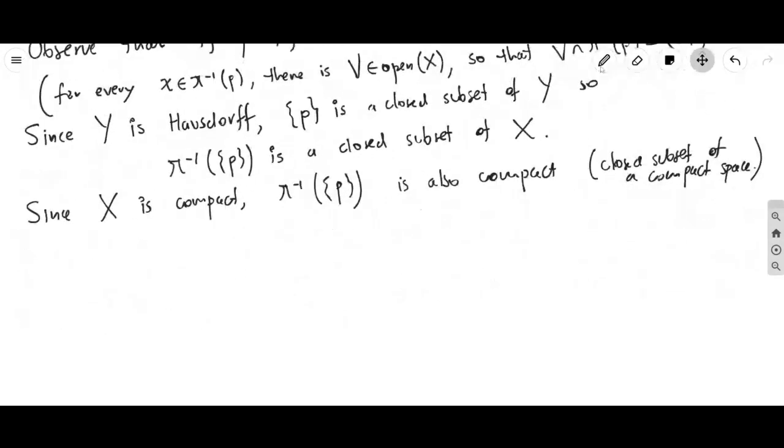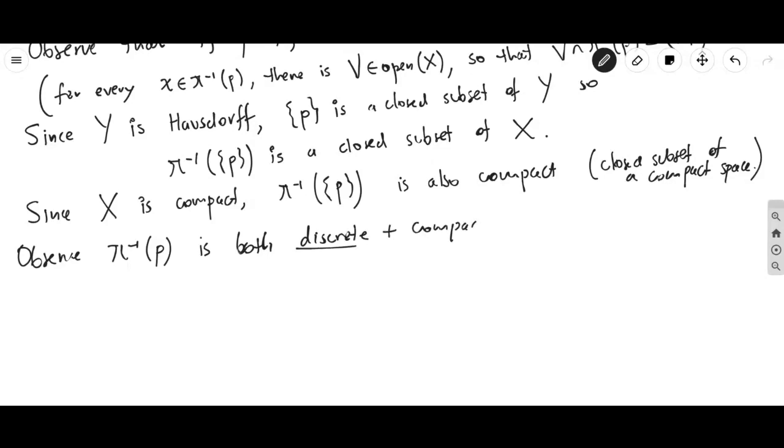And now the whole point is, you observe that pi inverse of p, this fiber, is both discrete and compact. So it must be finite.